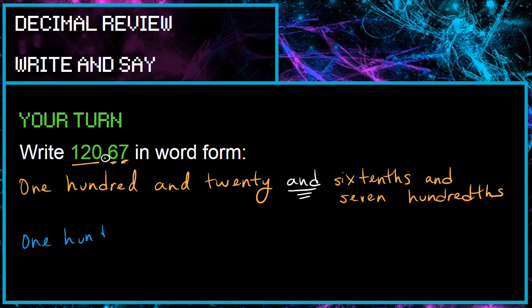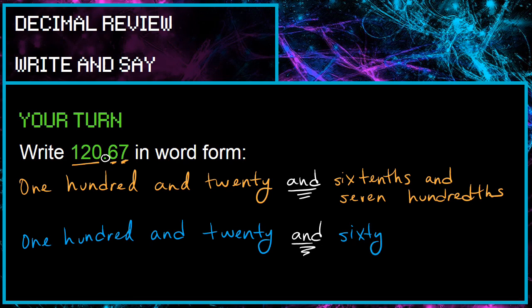Or we can write it out as 120 and... We have a decimal point. So we use the word and. And then we can combine the tenths and the hundredths place. And so we know that is 67. And we're going to use the last place value that is there. So we're going to use hundredths.